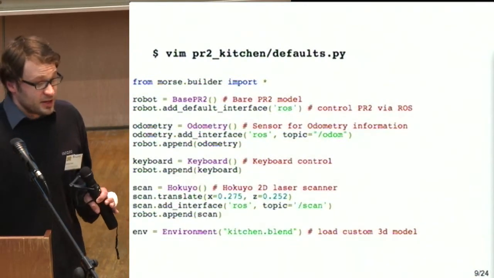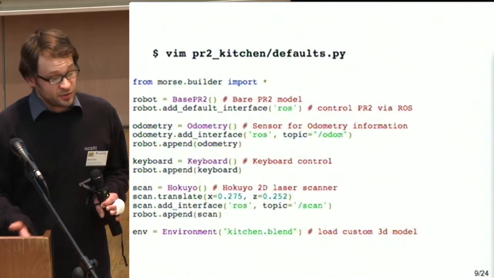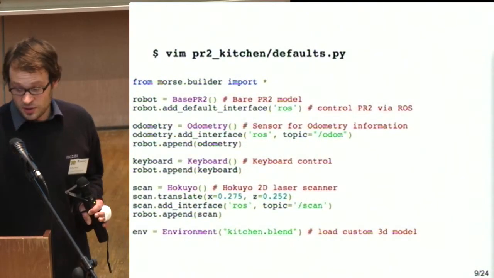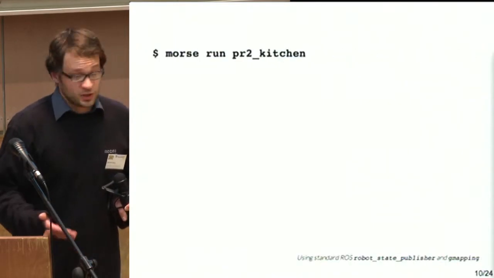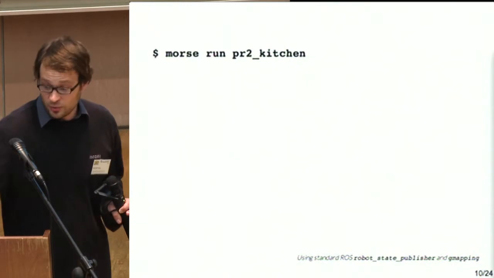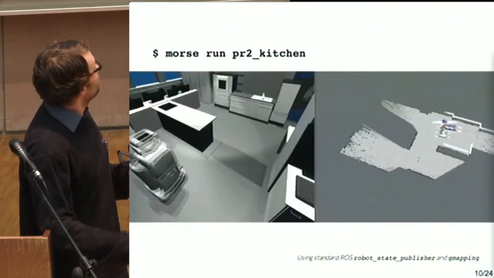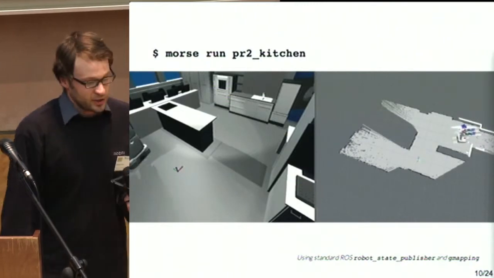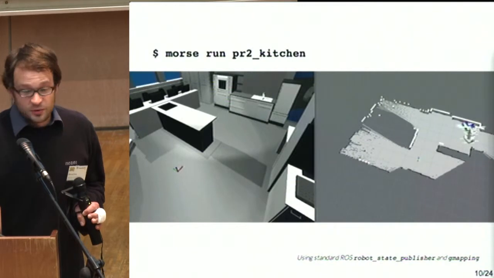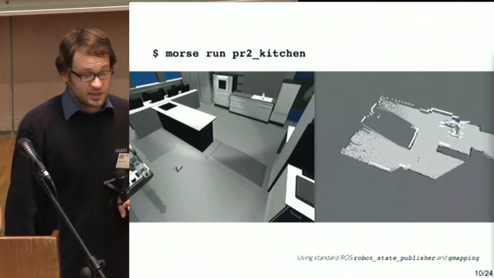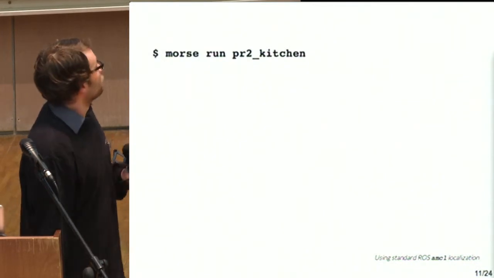And that's basically everything. This is all the code you will need to get your PR2 mapping your environment with standard ROS tools. We now run our robot state publisher in ROS, we run gmapping and type MORSE run pr2 kitchen, and we can control our robot via the keyboard, drive around, and create a 2D map. Of course, in the same environment, we could as well just run AMCL localization and localize our robot in MORSE.